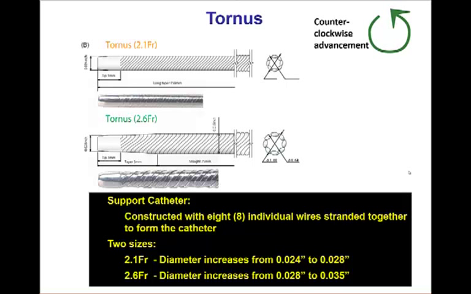The one that is actually designed for this clinical scenario of balloon uncrossable CTO is the Tornus catheter, which is made with 8 individual wires that are stranded together to form the catheter and is advanced with counterclockwise turning and to be removed with clockwise turning. So there's a clear directionality in using this catheter. No more than 20 turns should be performed in each direction without letting the catheter unwind.